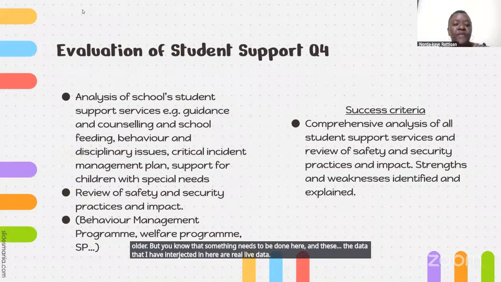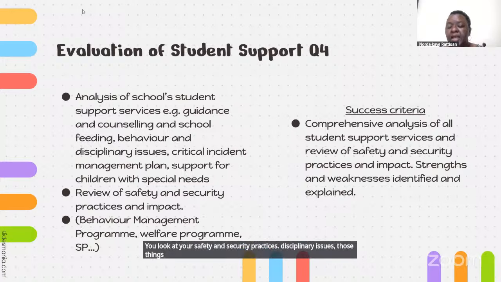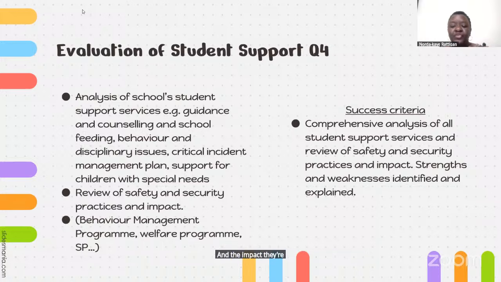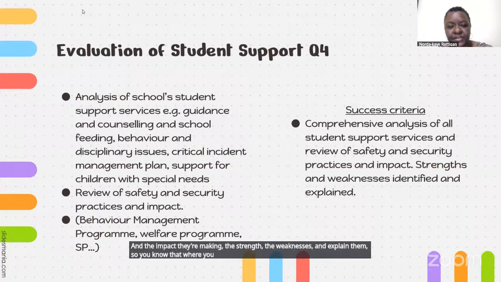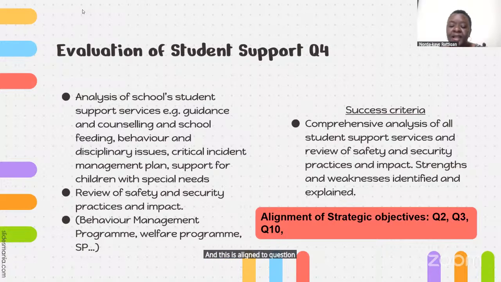All right. So, evaluation of the support program for question 4, just summing up: you look at your safety and security practices, disciplinary issues, those things, you pull on those. The success criteria here would mean that you have a comprehensive analysis of all the student support services and the impact they're making, the strengths, the weaknesses, and explain them so you know where you need to fix up for your SIP. And this is aligned to questions 2, 3, and 10 when you get over into the operational plan.